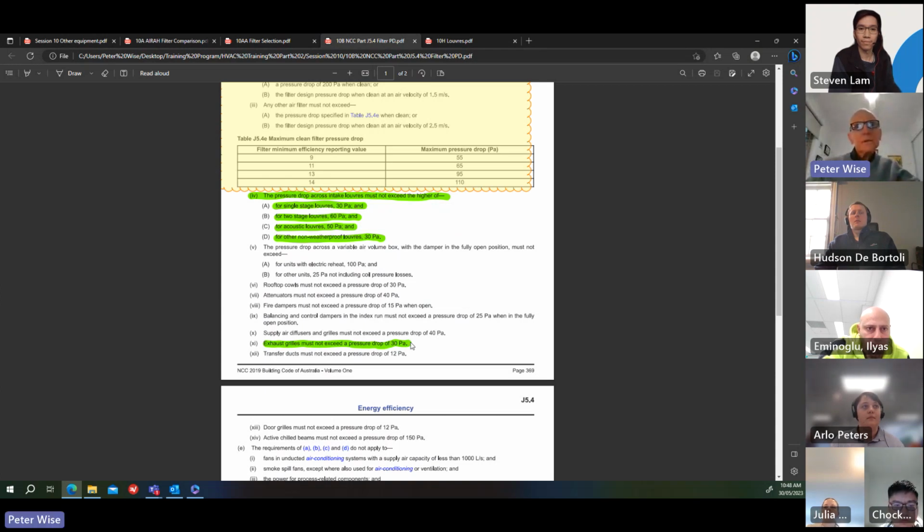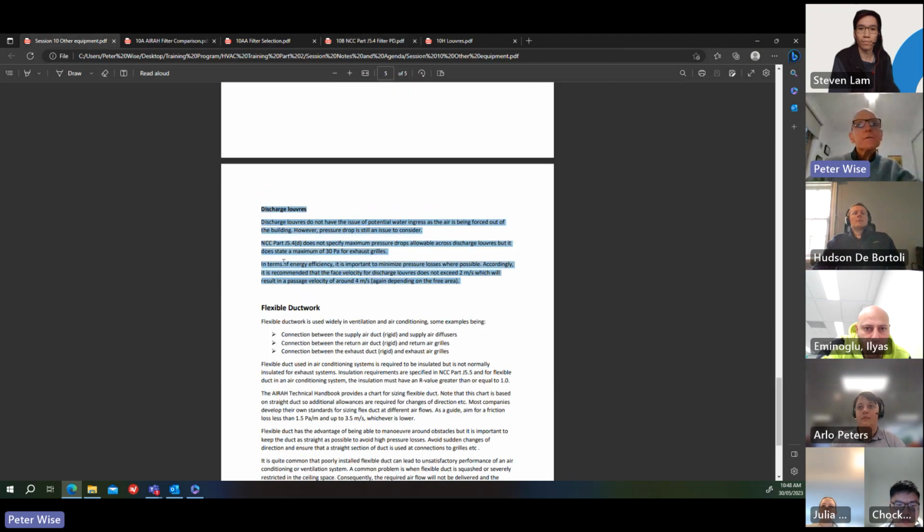So that applies to exhaust louvers as well, in my opinion, and for energy efficiency to keep the pressure drop down. I've said in terms of energy efficiency, it's important to minimise pressure losses where possible. It's recommended that the face velocity for discharge louvers doesn't exceed 2 metres a second. Now, this is just a rule of thumb, which will result in a passage velocity of around 4, again, depending on the free area.